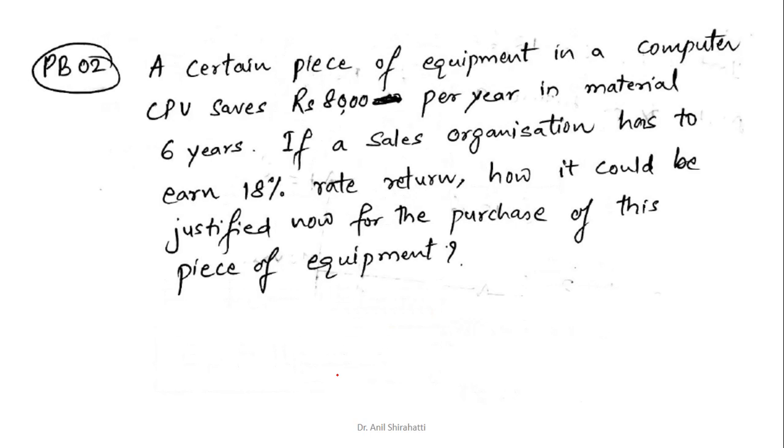Now let's go to the second problem. What does the second problem say? A certain piece of equipment in a computer CPU saves rupees 8,000 per year in material for 6 years. If the sales organization has to earn an 18% rate of return, how could it justify now the purchase of this piece of equipment? So what is happening is that a certain piece of equipment in a computer saves rupees 8,000 per year for the next 6 years. Now they have to justify the purchase if the rate of return is 18%.